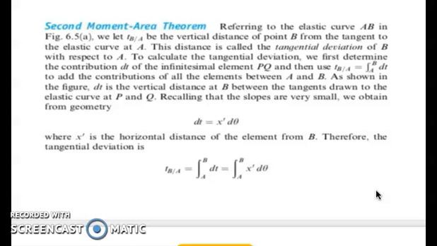As shown in our figure a while ago, dt is the vertical distance at B between the tangents drawn to the elastic curve at P and Q. Recalling that the slopes are very small, we obtain from the geometry that dt is equal to x d theta, where x is the horizontal distance of the element from B. Therefore, our tangential deviation can be expressed in this form: the integral of dt from A to B, or the integral of x d theta from A to B.